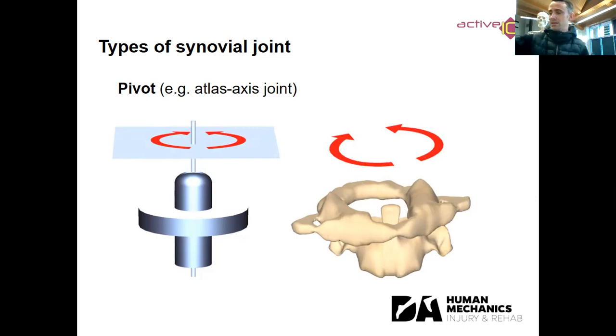So whenever you're reading text online or within the book, and it refers to the atlas and the axis, that's our C1 and C2, the very, very top 2 joints of our neck. And that's the only place you'll find this pivot.